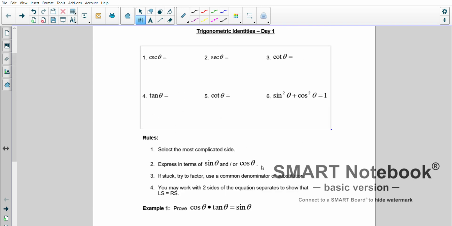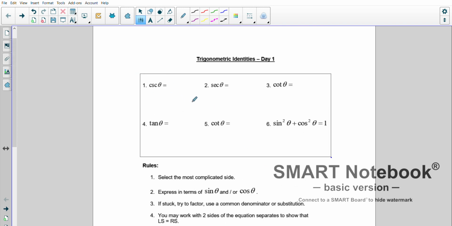And you're going to prove it using what they call identities. These you've never seen before. This is cosecant, this is secant, and this is cotangent. And these are the reciprocals of sine, cos, and tan.